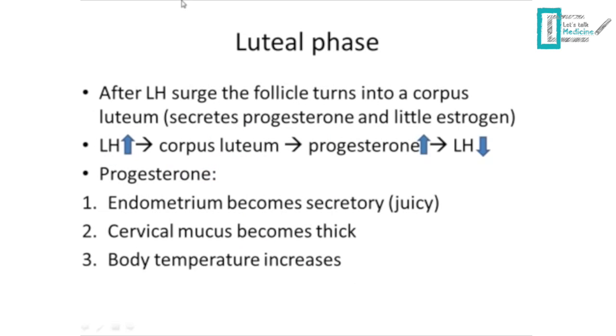Okay, so now we have the luteal phase. After the LH surge, the follicle turns into a corpus luteum, as we said last time, which will give us what's the main hormone? Progesterone, a little bit of estrogen, but mostly most important is progesterone. Okay, so we have high LH, which will stimulate the corpus luteum to function and give us progesterone.